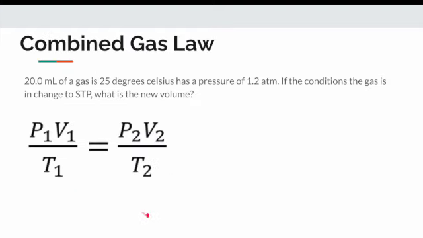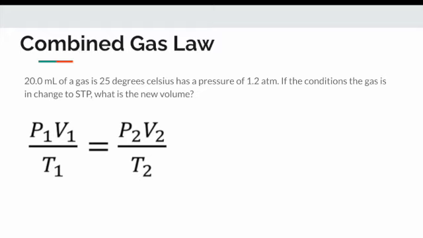All right, let's continue. Combined gas law. This is an equation that can be used. You can figure out the pressure, volume, or temperature of a system after a certain stress has been applied, as long as you know all the variables except for the one that you're trying to find.